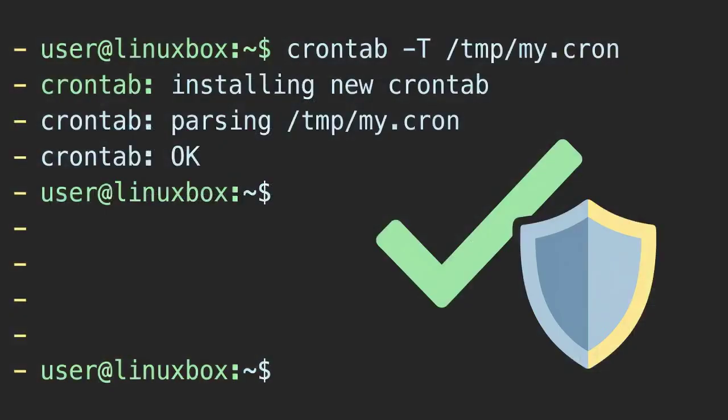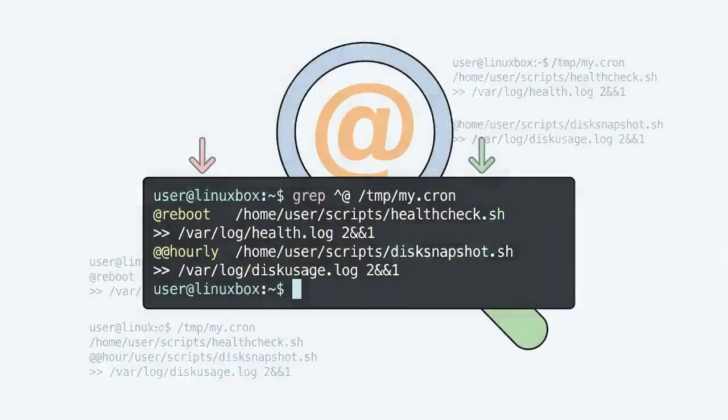Next we run crontab -t against the file. The -t flag tells crontab to validate the syntax without actually installing it, so any malformed schedule or bad shortcut will be flagged here before we commit. With syntax confirmed, we use grep to pull out only the lines that begin with the @ shortcut prefix. This isolates the 2 non-standard entries, so we can review them in isolation from the traditional 5-field schedule.